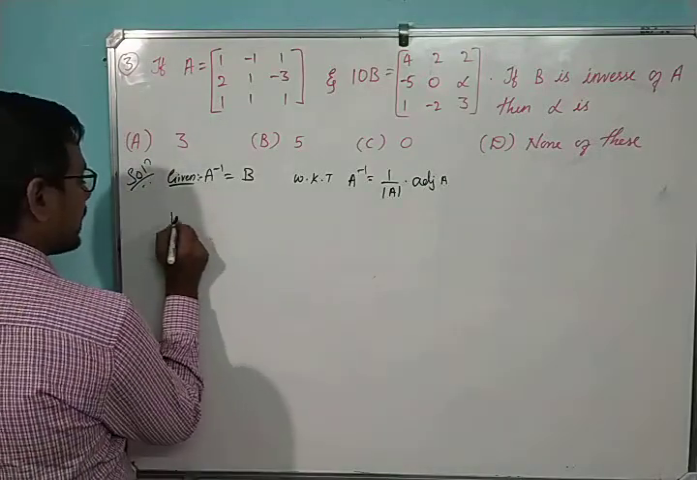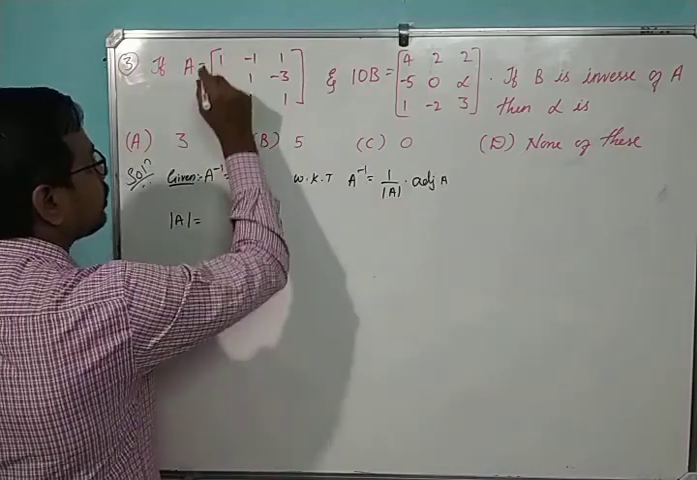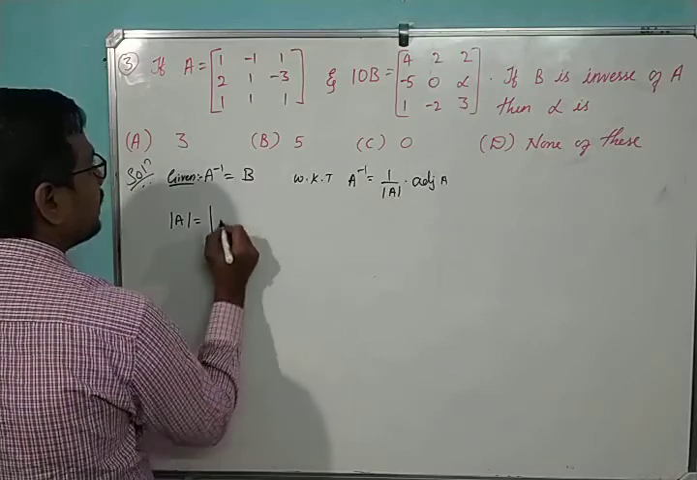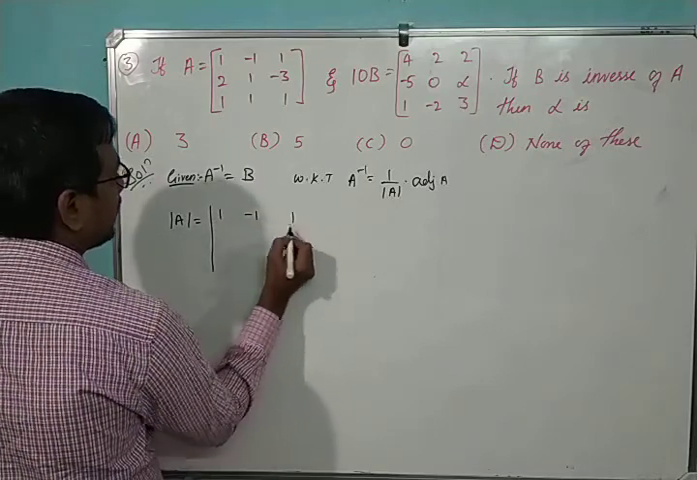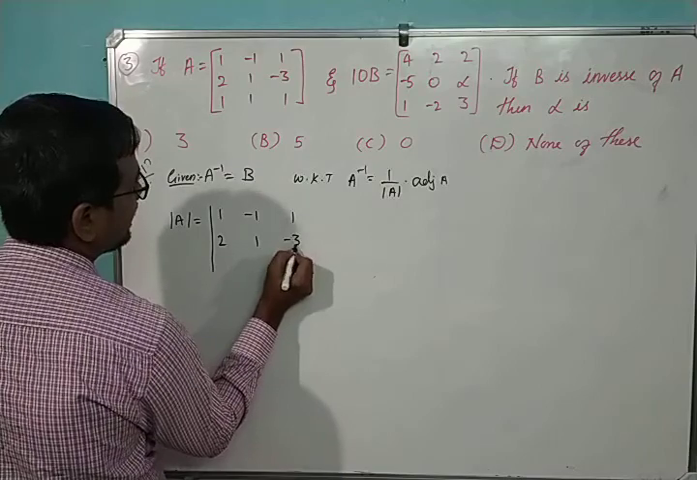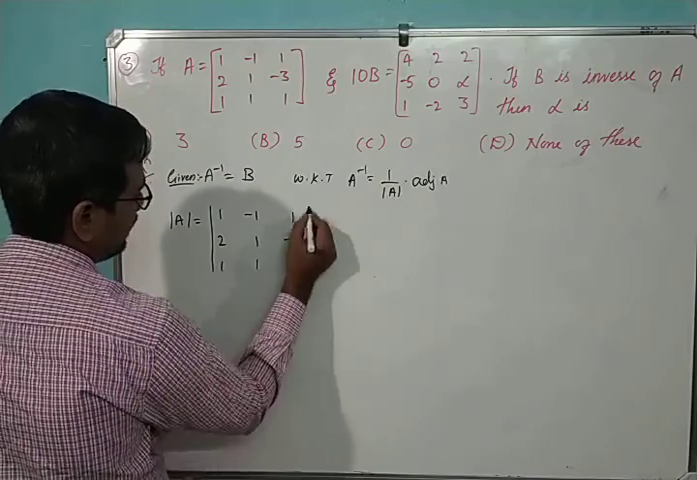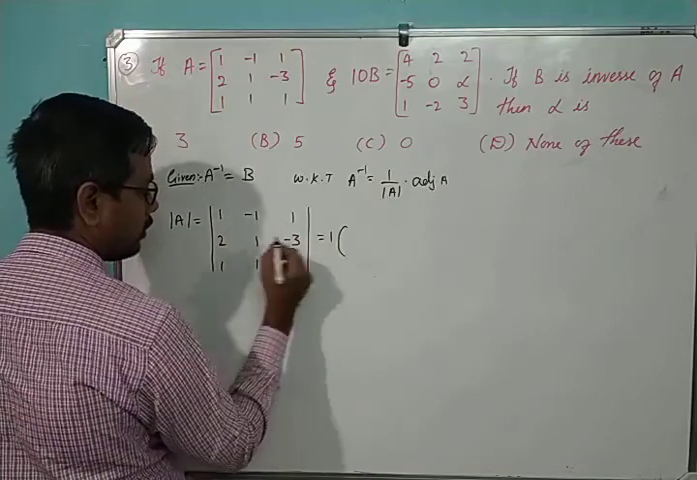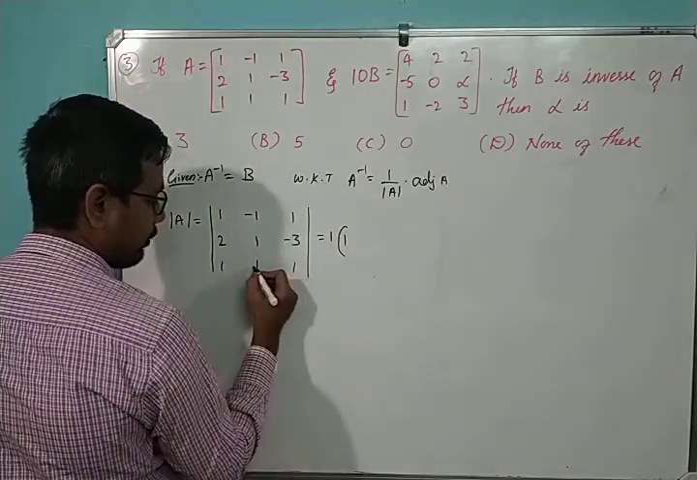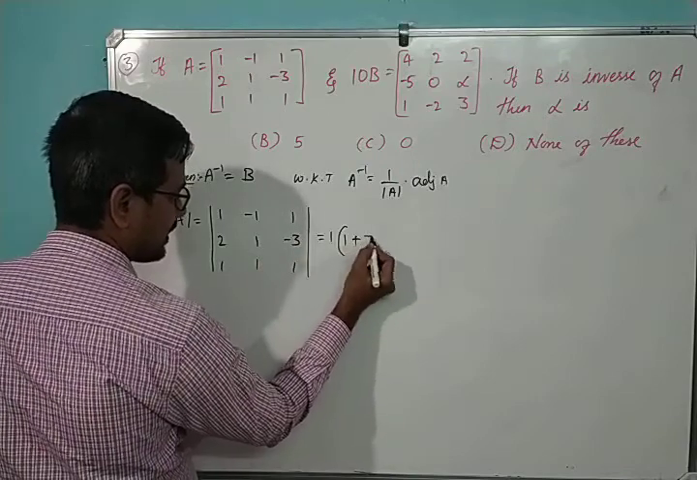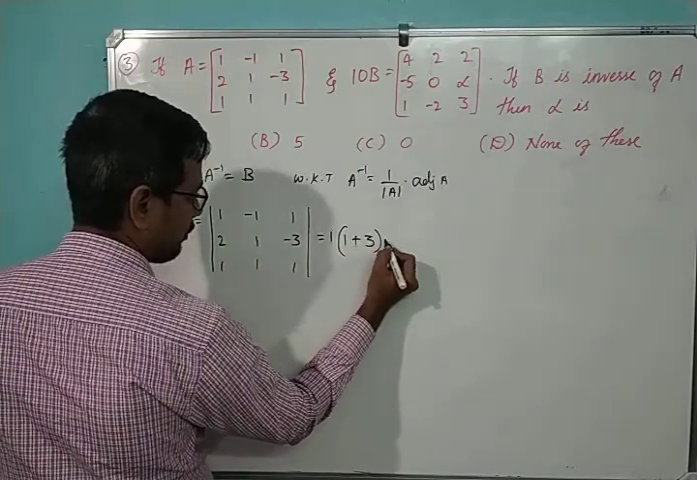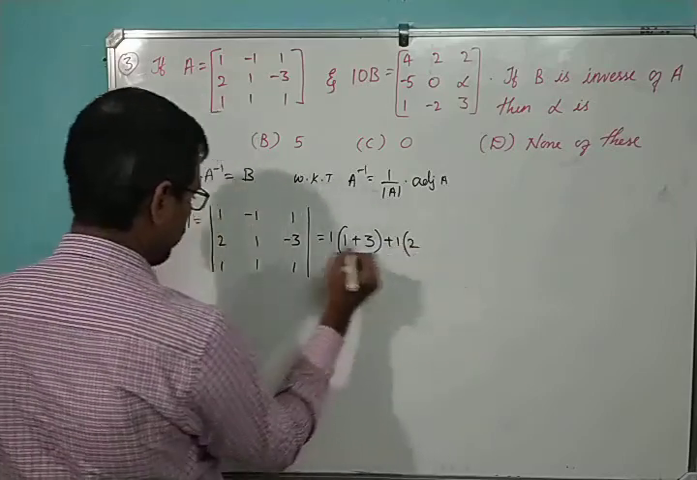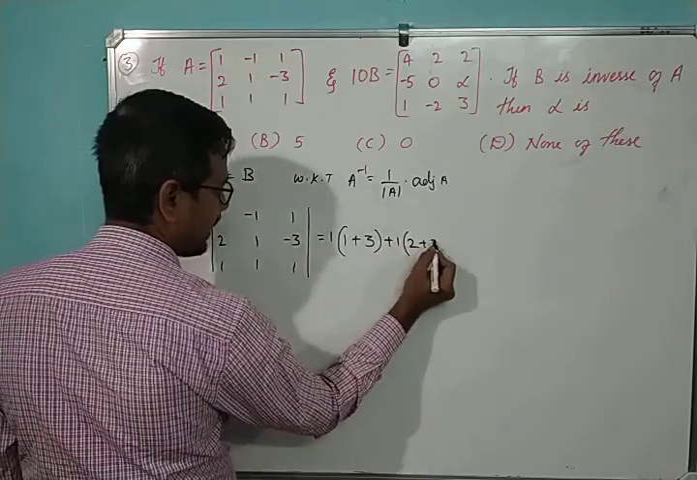And what is determinant A? So expanding through the first row, I can write it as 1 minus 1, 1, 2, 1 minus 3, 1, 1, 1. This is expanding through the first row. 1 into 1 is 1, minus of 1 into minus 3, which is plus 3, right? Minus of minus 1, plus 1, into 2 into 1 is 2, minus of minus 3, plus 3.